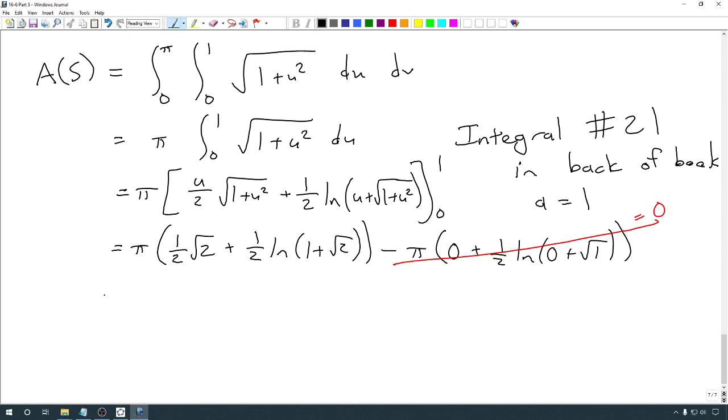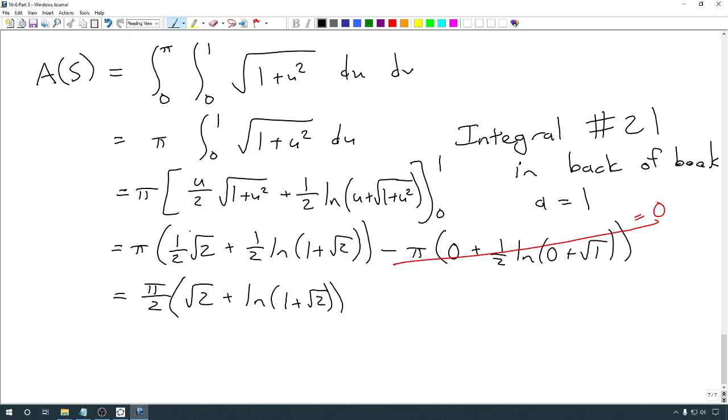So this is actually our answer. And I'll go ahead and pull the 1/2 out. We get pi over 2 times the square root of 2 plus the natural logarithm of 1 plus the square root of 2. And there's not really any nicer way of writing that. You can't pull the square root of 2 out of the natural log or anything like that. That's just what we have.